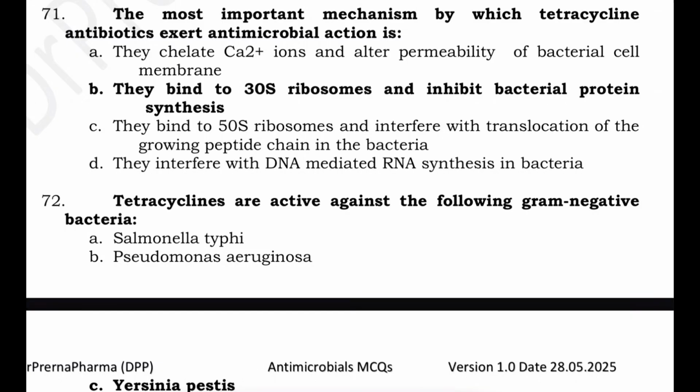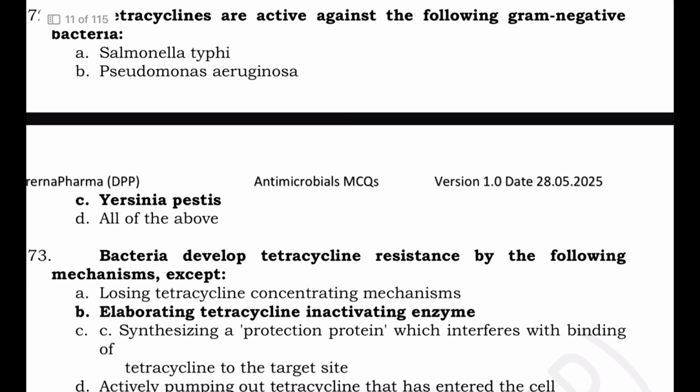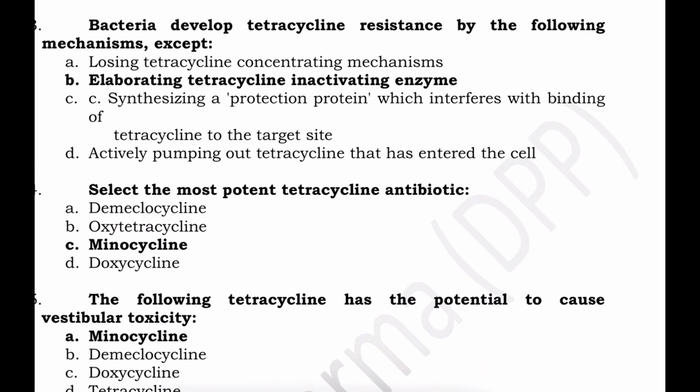Coming to tetracyclines, the most important mechanism by which tetracycline exerts antimicrobial action. Now tetracyclines bind to the 30S ribosome and inhibit bacterial protein synthesis. This is the answer. Tetracyclines are active against the following gram-negative bacteria. They are active against Yersinia pestis. Sensitive gram-negative bacteria is this Yersinia pestis.